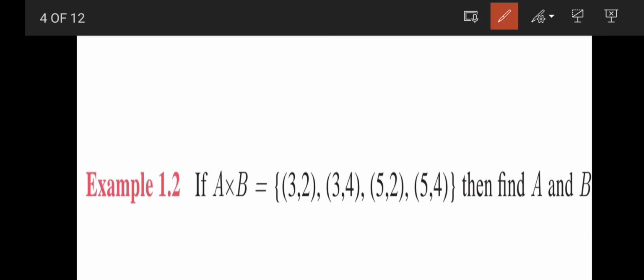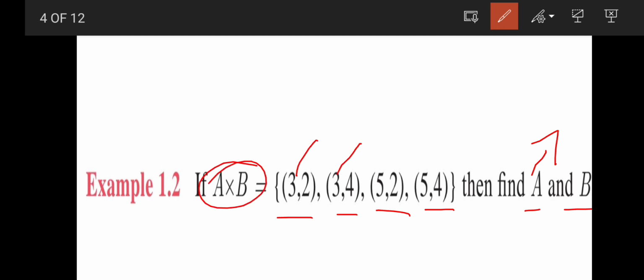Understood? Next, example 1.2. If A cross B is equal to (3,2), (3,4), (5,2) and (5,4), then find A and B. So you have to find A and B. It is very easy. A is nothing but the set of all first coordinates of elements of A cross B. So what are the first coordinates of elements? 3 and 5, isn't it? So the answer for A will be {3, 5}.